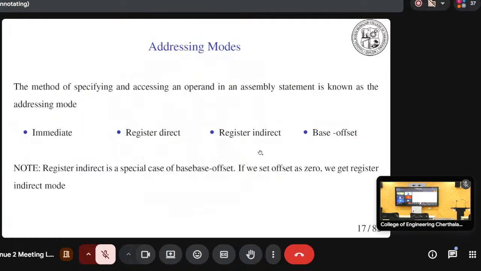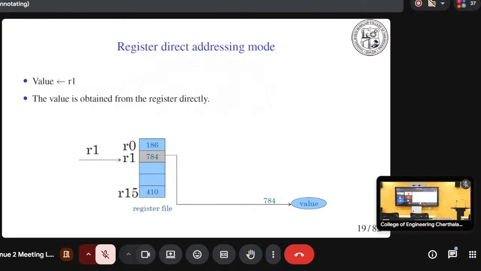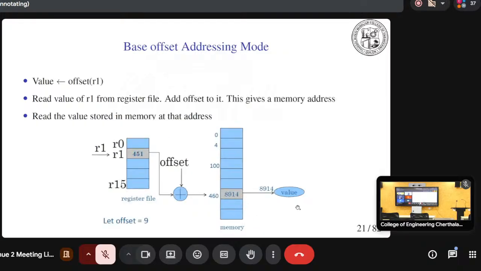The main addressing modes are relevant to the RISC-V architecture. You know the immediate addressing mode, where we have an immediate data, and register direct addressing mode, where the data is directly available in the register. In the register indirect mode, the register holds a memory address, and in the memory we have the actual data. And base offset addressing is very relevant to us, right? We have a data in a particular register R1, and we also have an offset value. So if the offset is, say, 9, then that plus the register value gives the address.